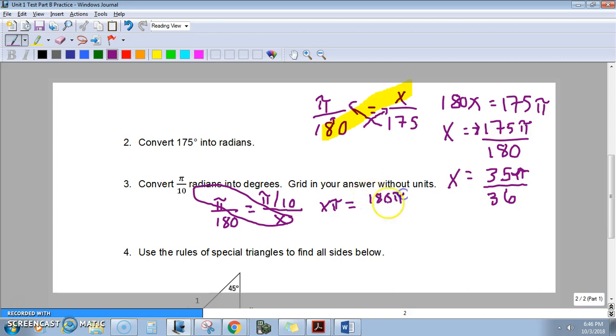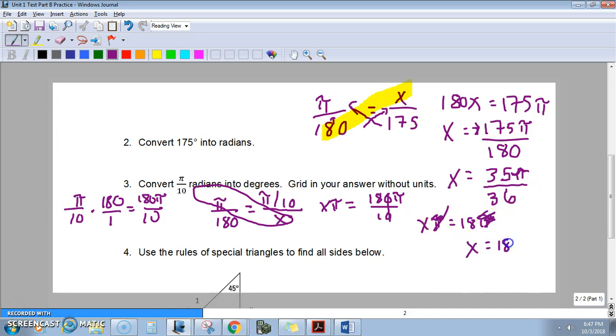So x times pi, whenever you're doing it this way, our pi's should end up canceling out, is equal to 180 pi over 10. Okay, all I did was pi over 10 times 180 over 1 equals 180 pi over 10. And here the zeros just cancel out, and then it's just 18 pi. So I have x pi equals 18 pi. If I divide both sides by pi, pi cancels out on both sides, and I get x is equal to 18 degrees.